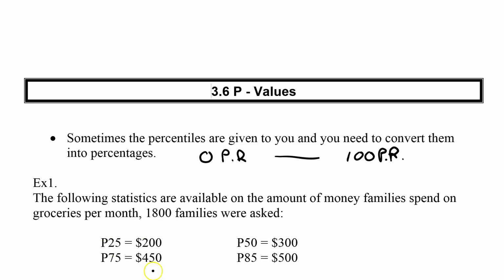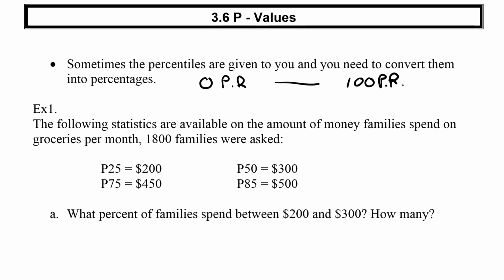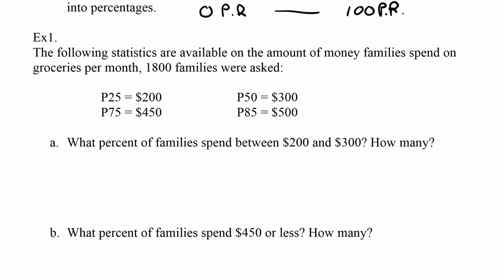So now we can start asking questions. Because I know my percentile ranks, and I know how many families we have, I could ask you questions like how many families are spending at least $200, or how many families are spending between $200 and $500. The fact that percentile ranks are out of 100 allows me to ask these questions. So let's look at a couple of questions here. What percent of families spend between $200 and $300? That's our first question. And then part two to this is, how many is that percentage?